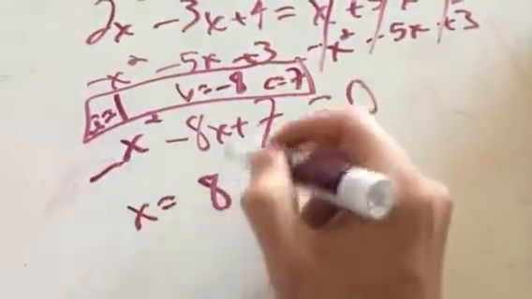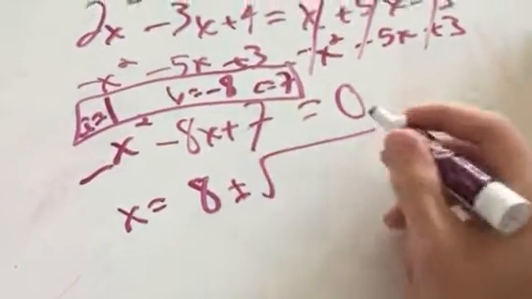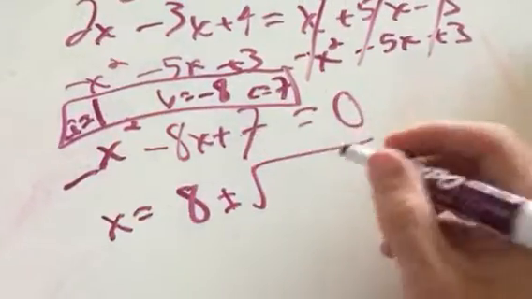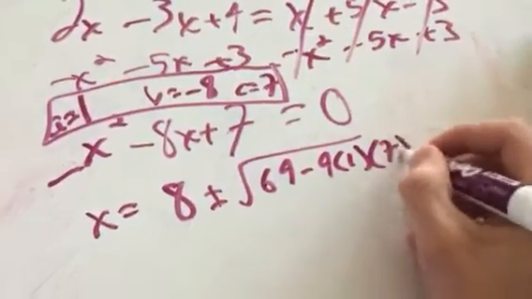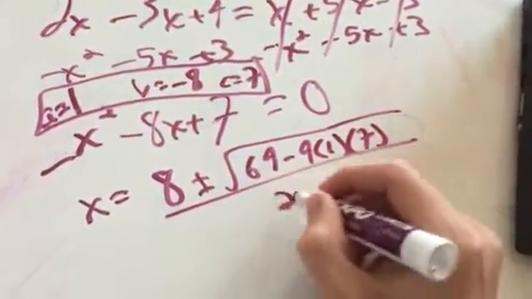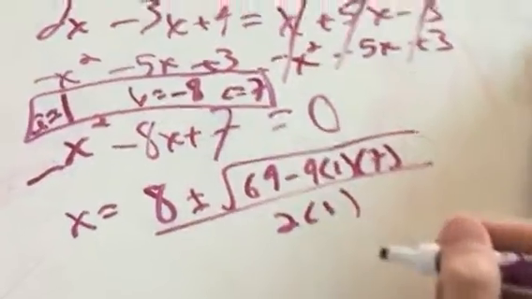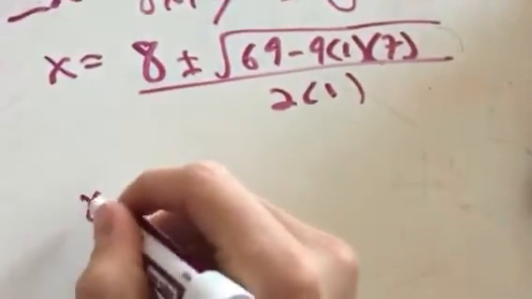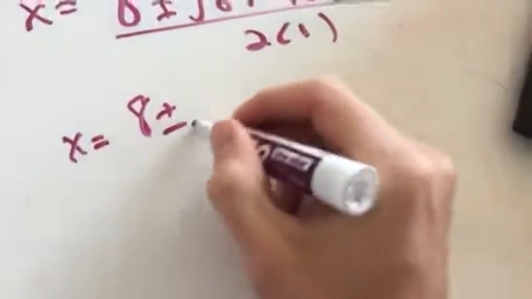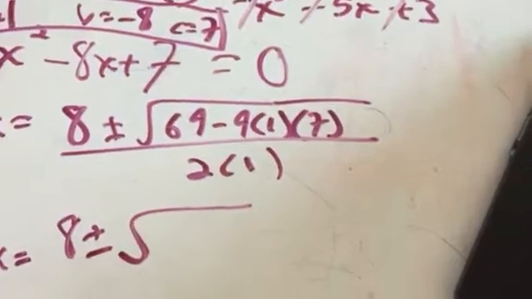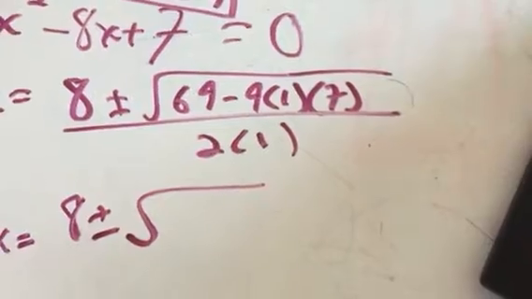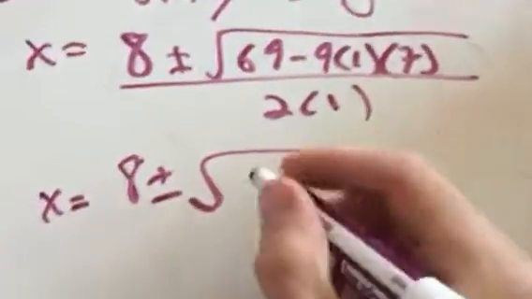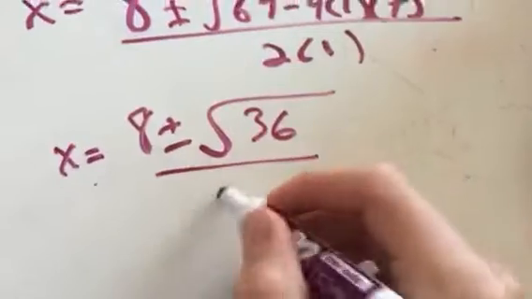So x equals opposite of b, so positive 8, plus or minus the square root of b squared, which is negative 8 squared, which is 64, minus 4 times 1 times 7, that's 4ac, all over 2a, and again my a is 1, so 2 times 1. Okay, let's see what happens here. X equals 8 plus or minus the square root of, I'm just going to go to the calculator, I don't want to mess it up, 64 minus 4 times 1 times 7. So it's 36. So it's a perfect square. That's nice. All over 2.